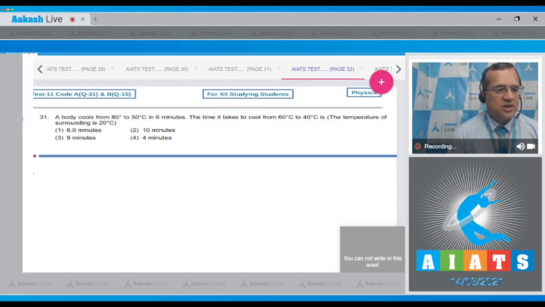The question number 31 is, a body cools from 80 to 50 in 6 minutes. The time it takes to cool from 60 to 40. The temperature of surrounding is given. So dear student, we'll go by Newton's law of cooling. So that is equal to the temperature difference divided by the time is equal to constant, the T average minus the temperature of the surrounding.